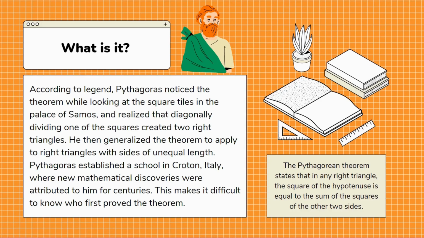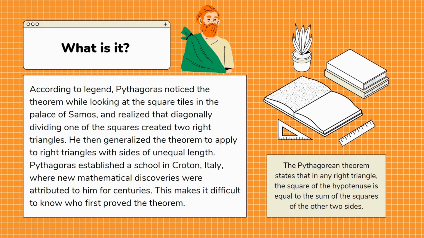Okay, so what is it? According to a legend, Pythagoras, a person, not a theorem, noticed the theorem while looking at the square tiles in the palace of Samos, and realized that diagonally dividing one of the squares created two right triangles. He then generalized the theorem to apply to right triangles with sides of unequal length. Pythagoras established a school in Croton, Italy, where new mathematical discoveries were attributed to him for centuries. This makes it difficult to know who first proved the theorem.